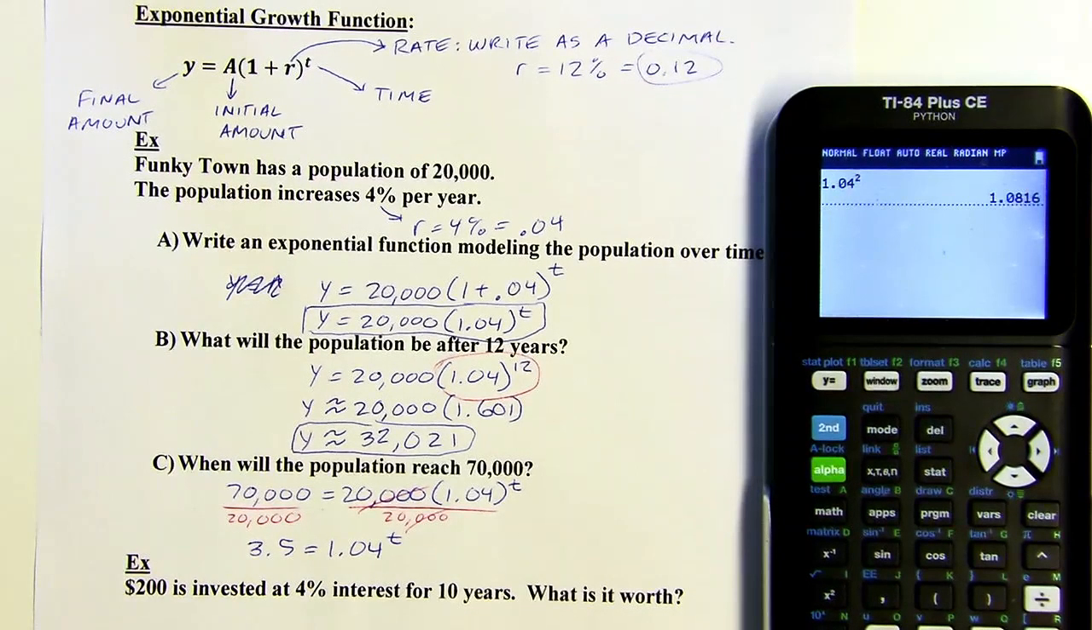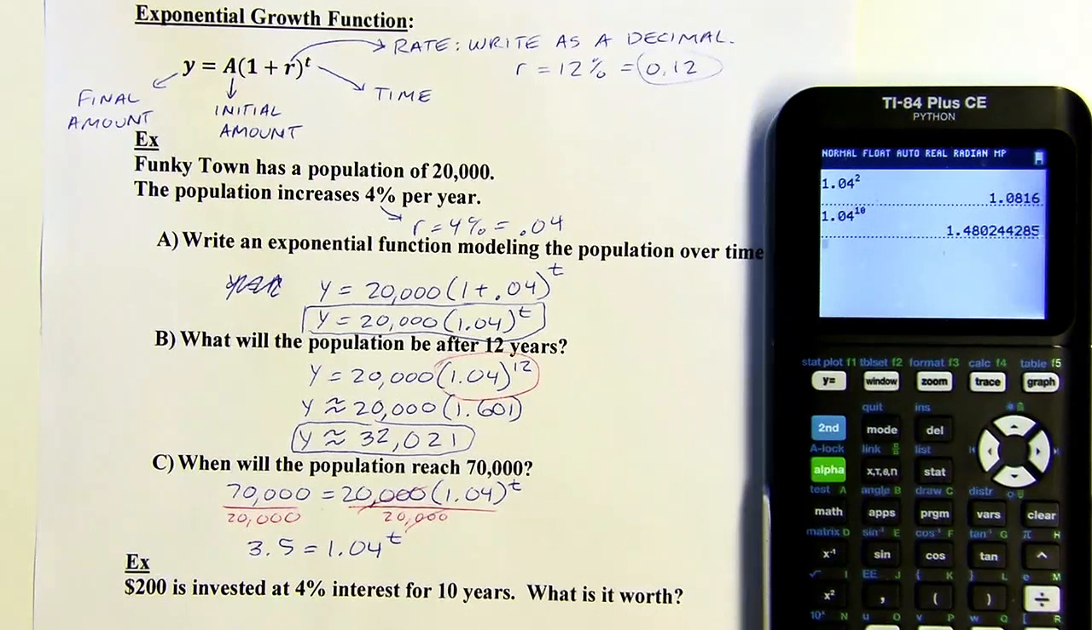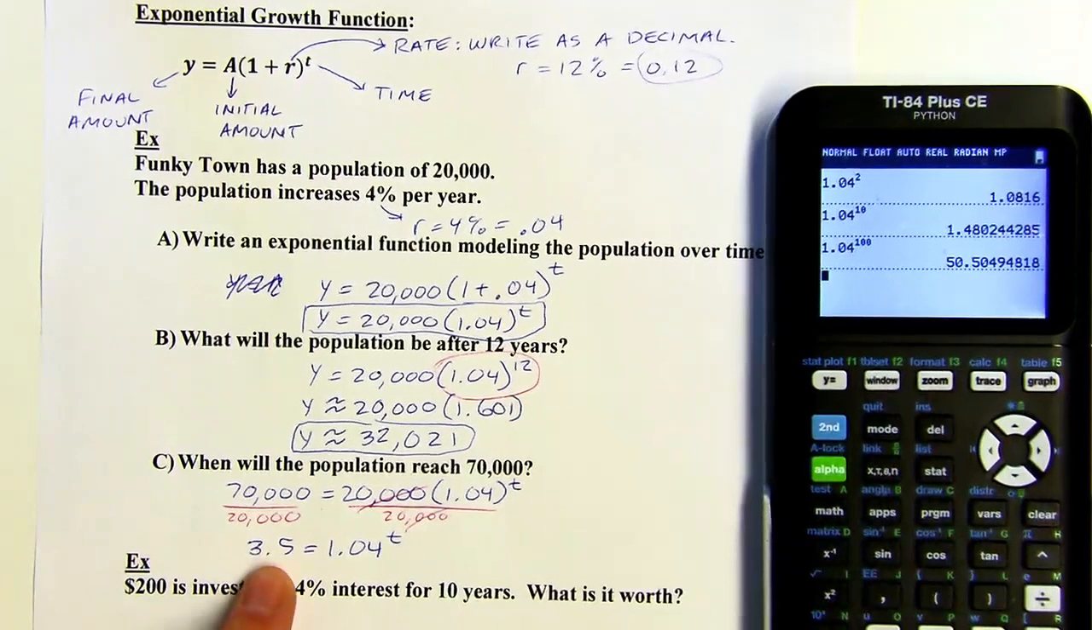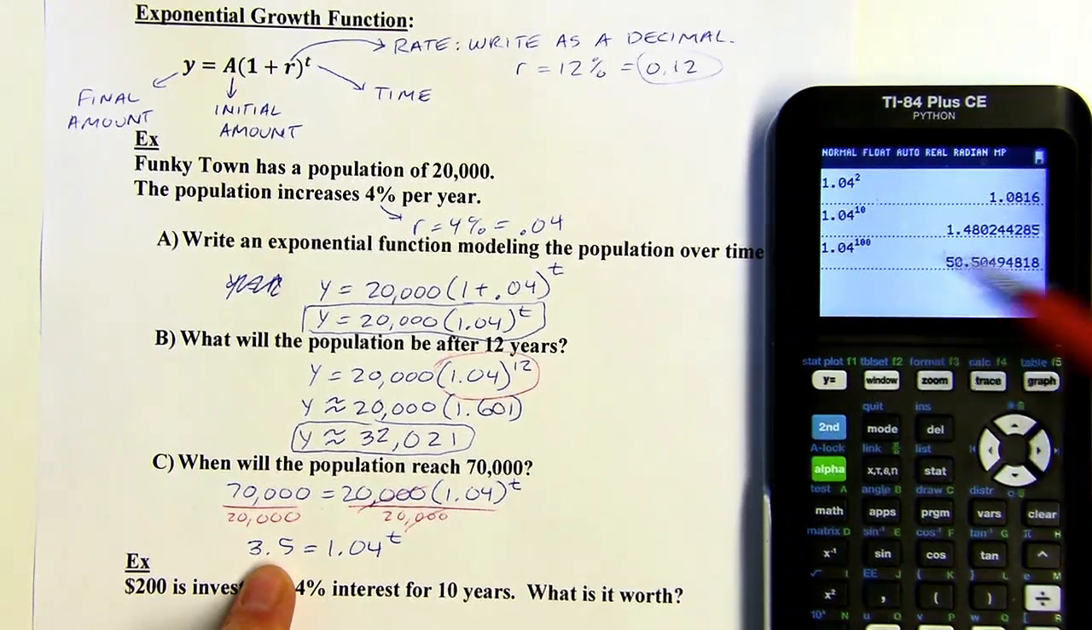It's still a pretty small number. So let's try raising it to the 10th. And it's still only 1.48, so I'm going to try to the 100th. And I'm just trying to narrow in on it. Okay, so now I'm at 50. I was looking for it to be 3.5, right? So I way overshot it when I went to 100, but I know it's something between 100 now.